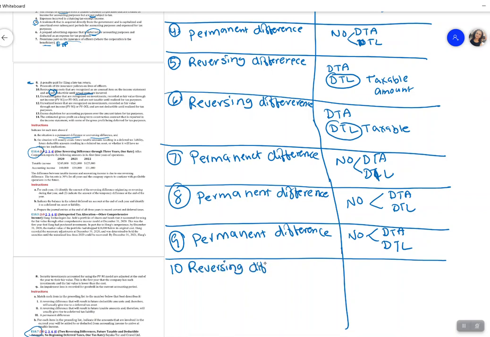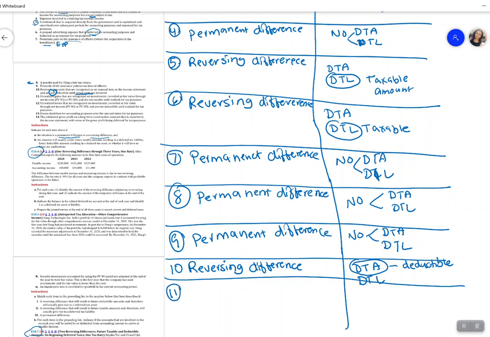If it's a reversing difference, we do have a deferred tax asset or deferred tax liability. So we needed to know, is this going to be deductible in the future? In this case, it will be deductible in the future. If it's going to be deductible in the future, it is going to be a deferred tax asset. Let's go to our number 11 and see what's happening with question number 11.